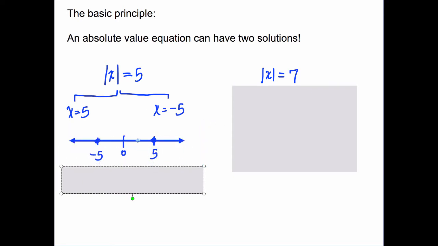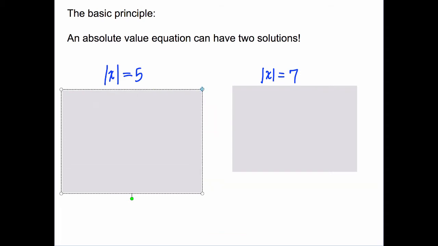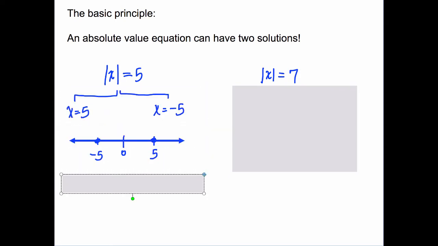And we can graph the solutions on a number line as follows. x equals 5 is here, x equals -5 is there, and there you go. Okay, so let's take a look at absolute value of x equals 7. I'd like you to do exactly the same thing with the absolute value of x equals 7. Stop the video, do the work in your journal, then we'll take a look at it.